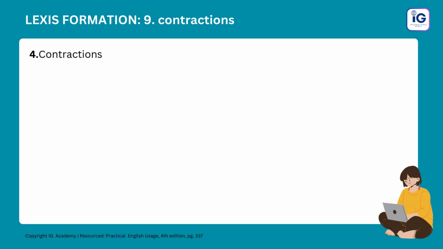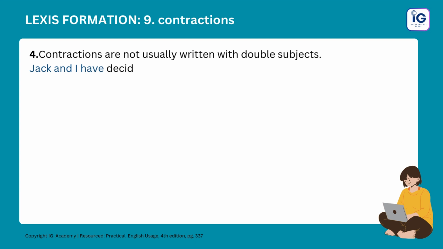4. Contractions are not usually written with double subjects. For example, Jack and I have decided to split up. Not Jack and I've decided.